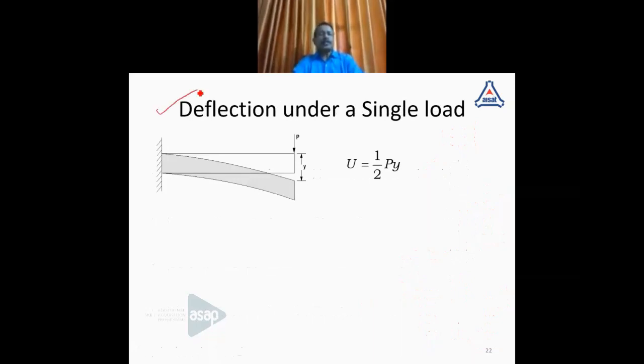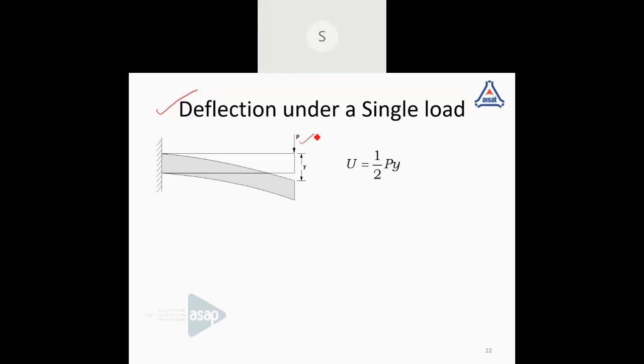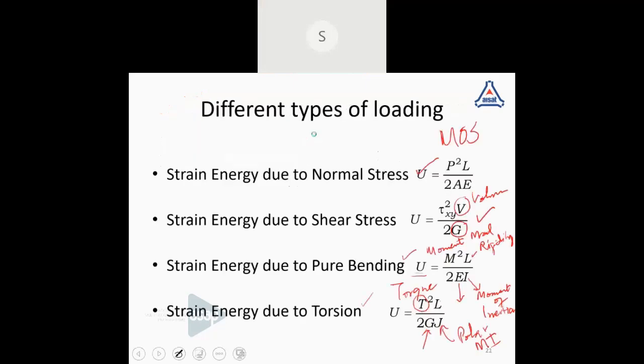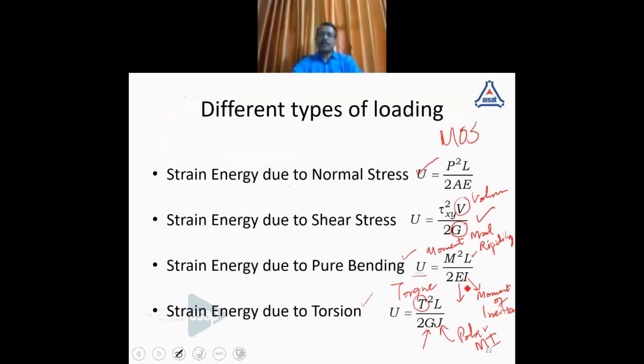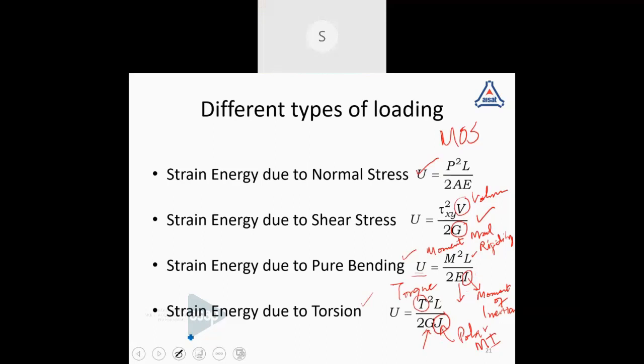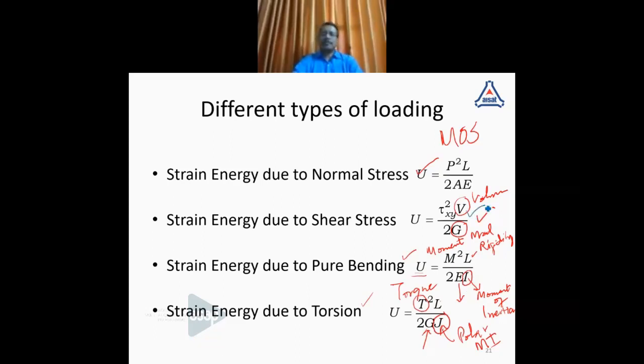The single load can be a point load applied on a body. Here A is the area, I is the moment of inertia of the cross section, and J is the polar moment of inertia of the cross section. Y is the expression for strain energy due to shear force, different from all the other three expressions. So the difference is there in this one, and it may be asked in the examination.